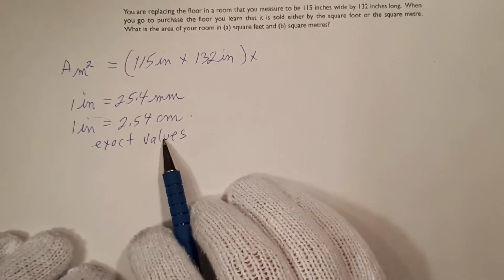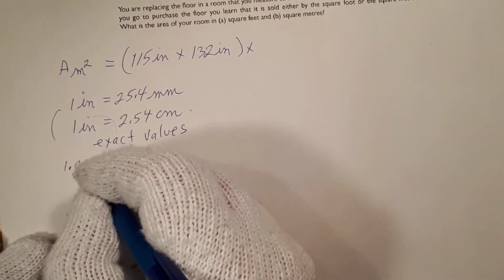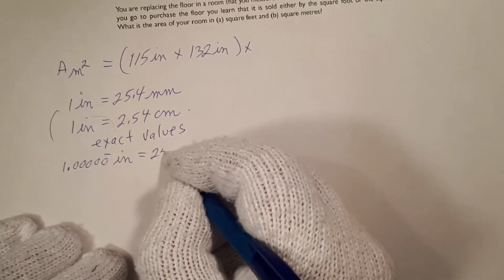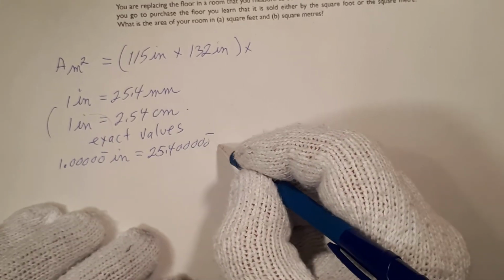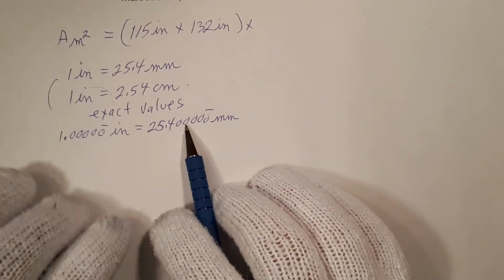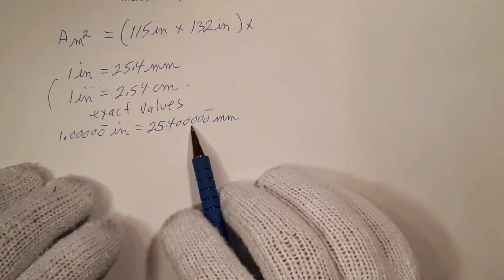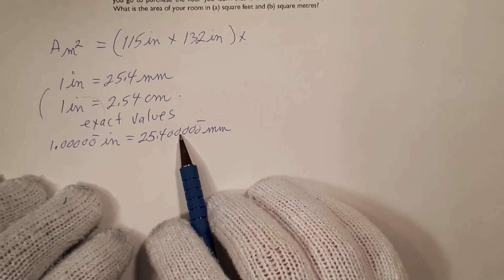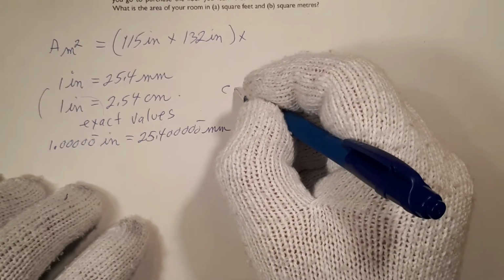And what exactly do I mean by exact values? It means that if I rewrite this, 1.00000 continuing inches is equal to 25.40000 continuing millimeters. That means I can use as many significant digits as I want in this conversion factor. And this conversion factor, therefore, has absolutely no impact whatsoever in determining the number of significant figures in the final answer. Make a note of that.